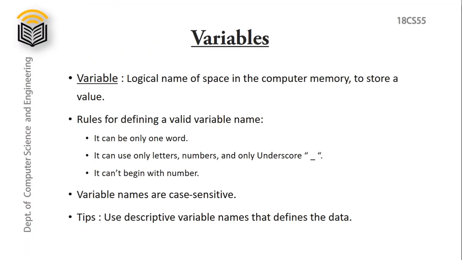Variables. Variables are the logical name of a space in computer memory to store a value and use later in the program. We have rules for defining a valid variable name. It must be only one word. It must consist only of letters, numbers, and underscore. A variable name must not begin with a number. And variable names are case sensitive. For best practice, use descriptive variable names that define the data, which will make the code more readable.